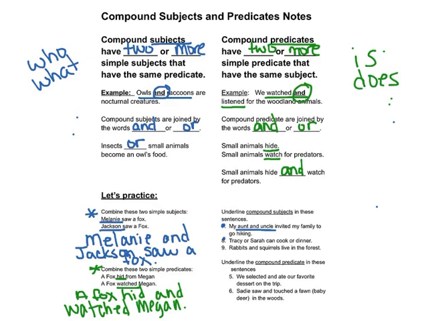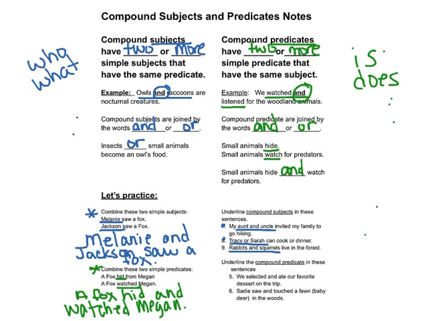Let's try the next one. Tracy or Sarah can cook dinner. Who do you think? Oh, I kind of give it away. The compound subject is, you are correct, Tracy or Sarah. How about the next one? Rabbits and squirrels live in the forest. You are absolutely right again. It is the rabbits and the squirrels.